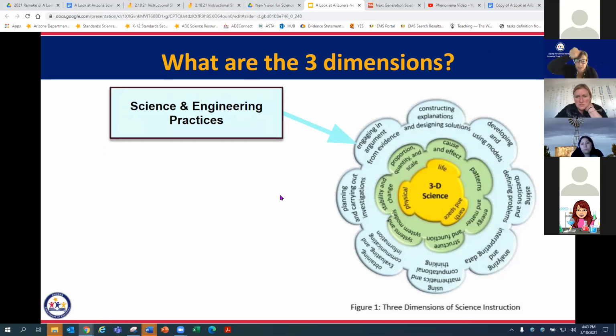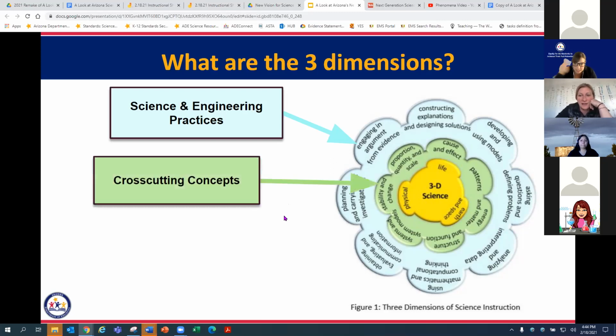If you look around the pinwheel, there are 8 of them. Things like constructing explanations, developing models, asking questions, analyzing data. These are practices that we engage with the students to help them make sense of the phenomena. So you put them in the position of the scientist, in the position of the engineer, and they are the ones figuring it out. And these are the practices that help them do that. In the green section are the 7 cross-cutting concepts. These are the lenses through which we think about phenomena.